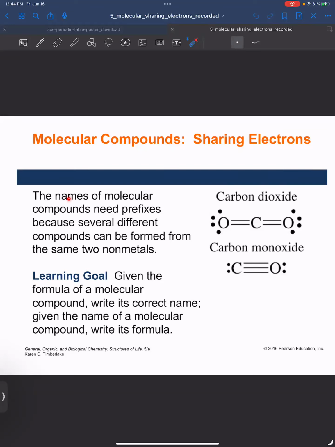And the names of these molecular or covalent compounds need prefixes because several different compounds can be formed from the same two nonmetals. So for example, carbon and oxygen are two nonmetals, but you could have two different molecules using carbon and oxygen. You could have carbon dioxide, or you could have carbon monoxide.